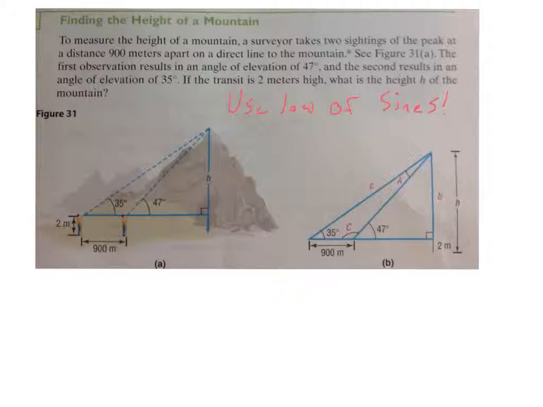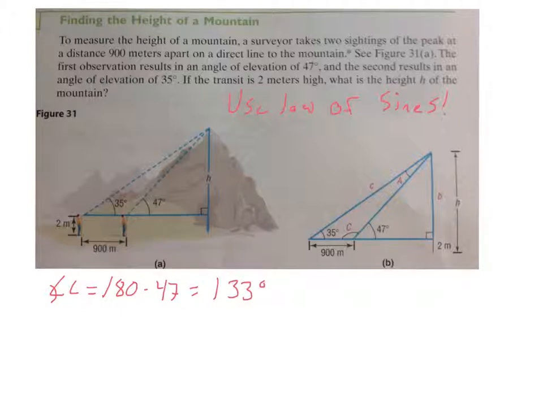Okay, so the first thing I would do here in this case is solve this triangle right here, the sliver triangle. I can do that by first realizing that this angle right here, angle C, is going to be equal to 180 minus 47, because those are supplementary angles. If I do that, I will get 133 degrees for angle C.